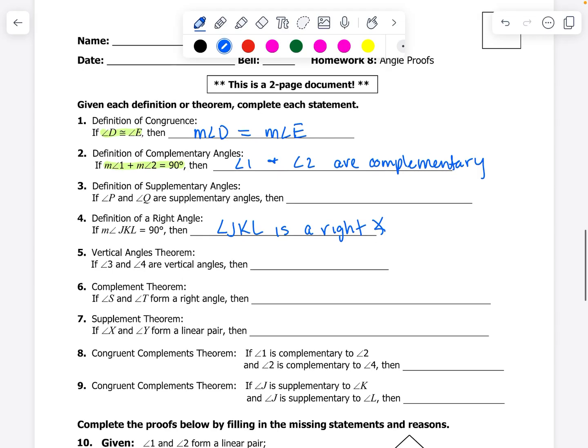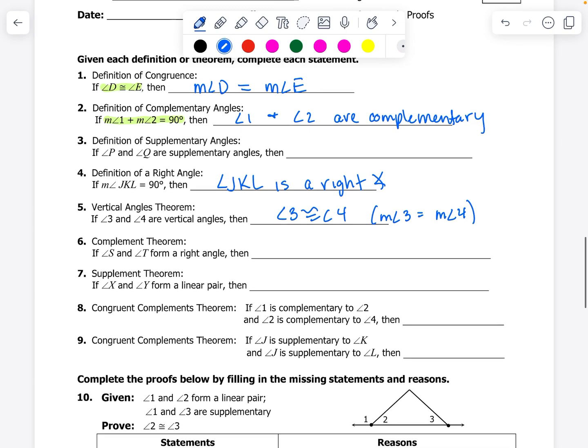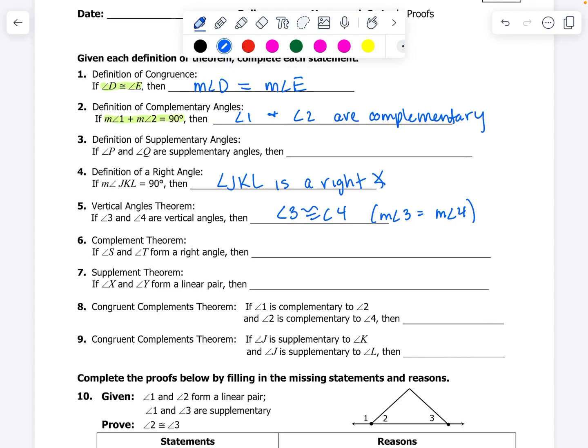If angle 3 and 4 are vertical angles, then I know that they're congruent. You could also say that their measures are equal. I'm never going to take points off for you guys saying one thing congruent, one thing equal. Usually, unless the proof asks for something specific, if it asks for it to be congruent or if it asks for it to be equal, just pay attention to that. Okay, so you guys try filling in the rest using your theorems.